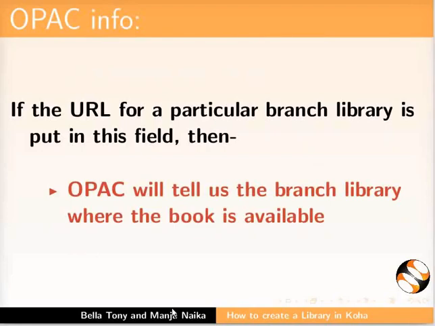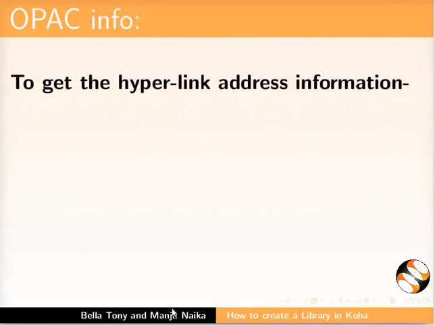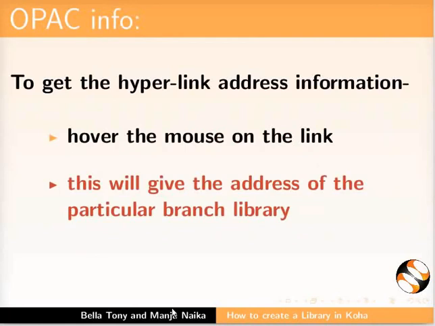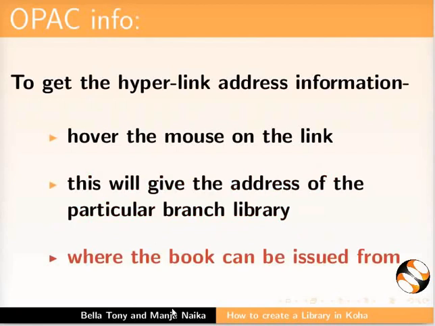If the URL of a particular branch library is put in this field, then OPAC will tell us the branch library where the book is available. To get the hyperlink address information, hover the mouse on the link. This will give the address of the particular branch library where the book can be issued from. Next, we have the IP address.